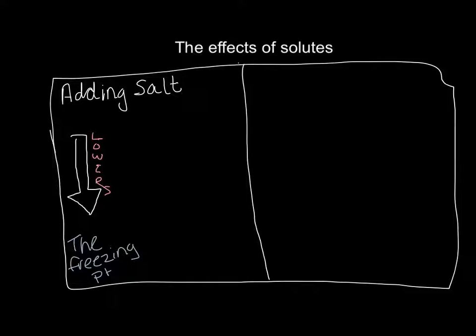And the reason why this happens is as the water molecules are trying to combine to make crystalline structures, the salt particles get in the way. And they kind of act like a third wheel and keep the water molecules from making ice formations.